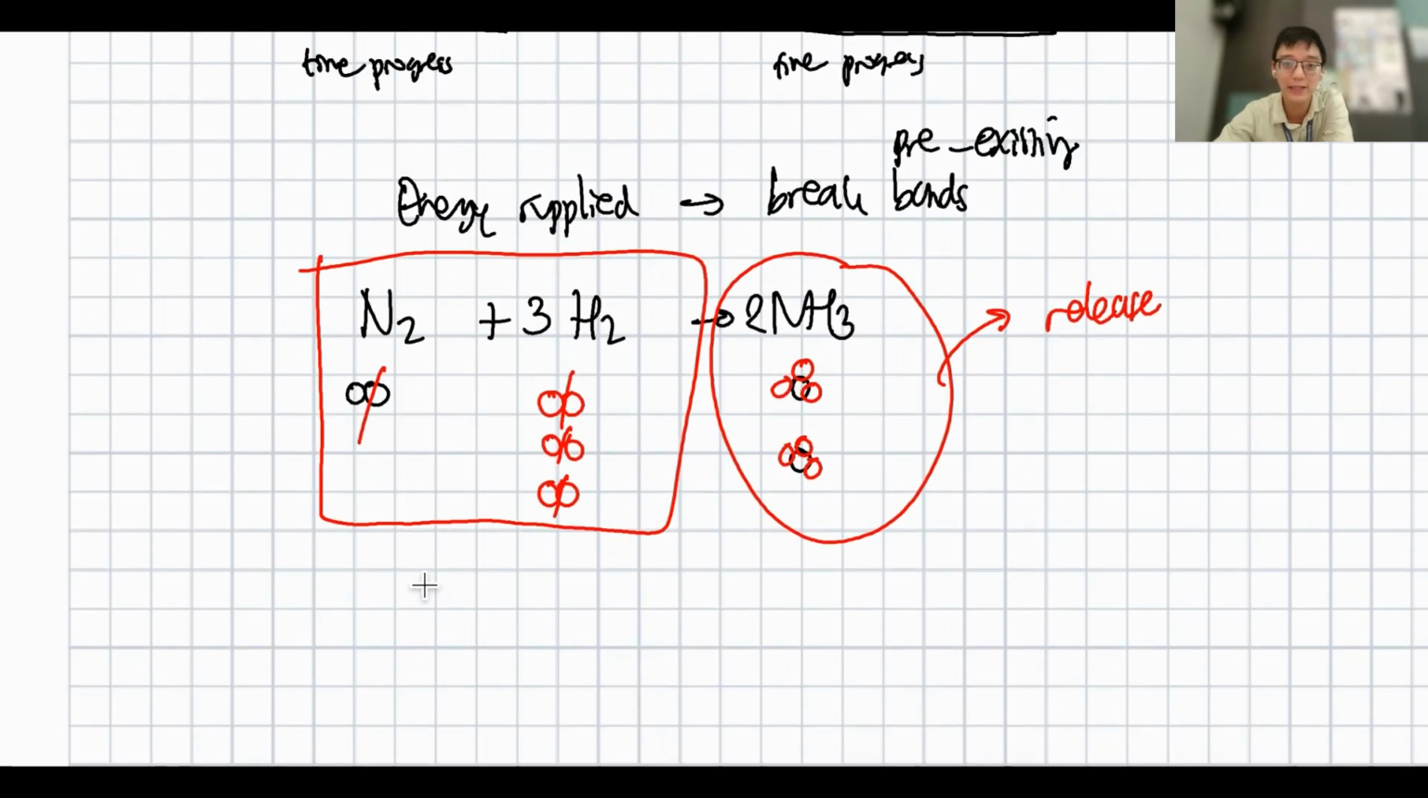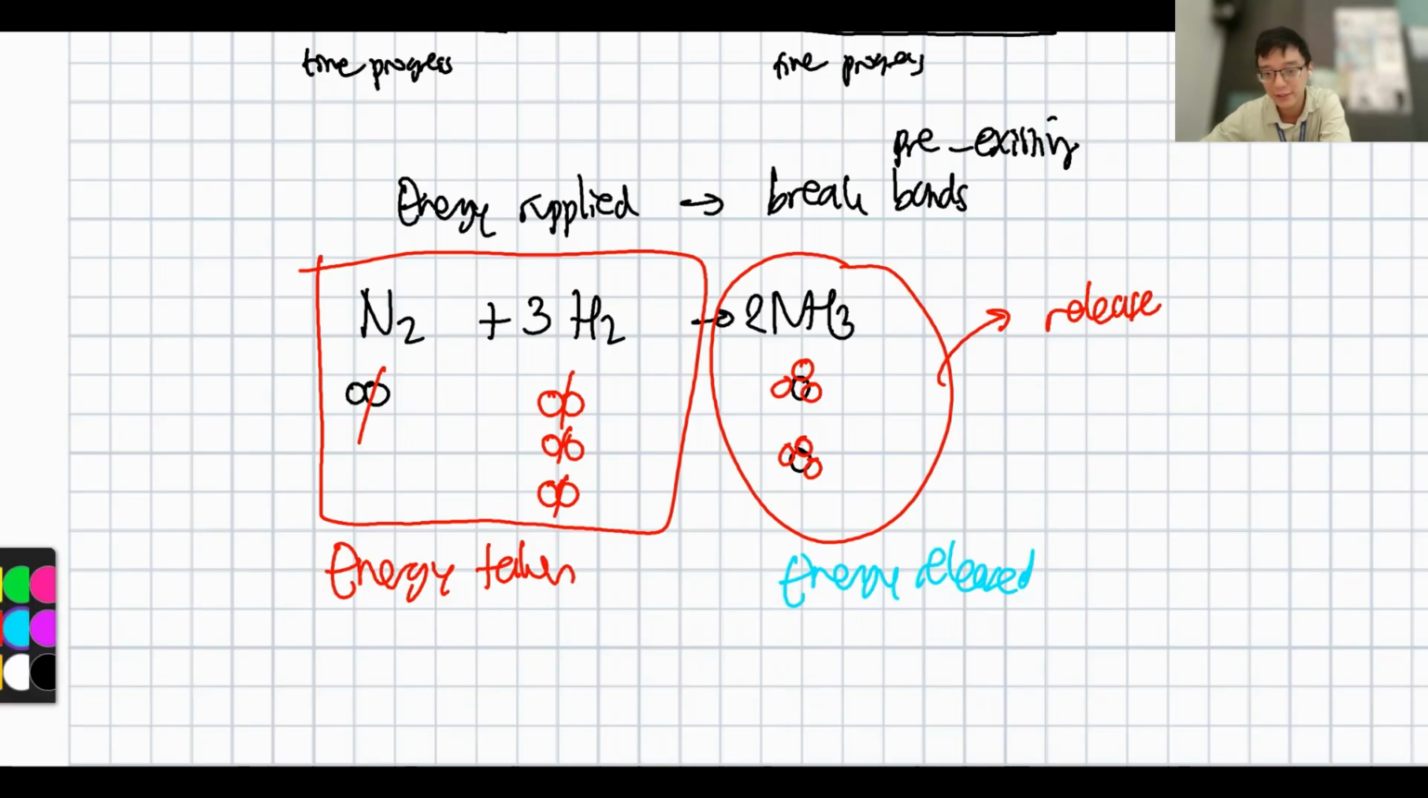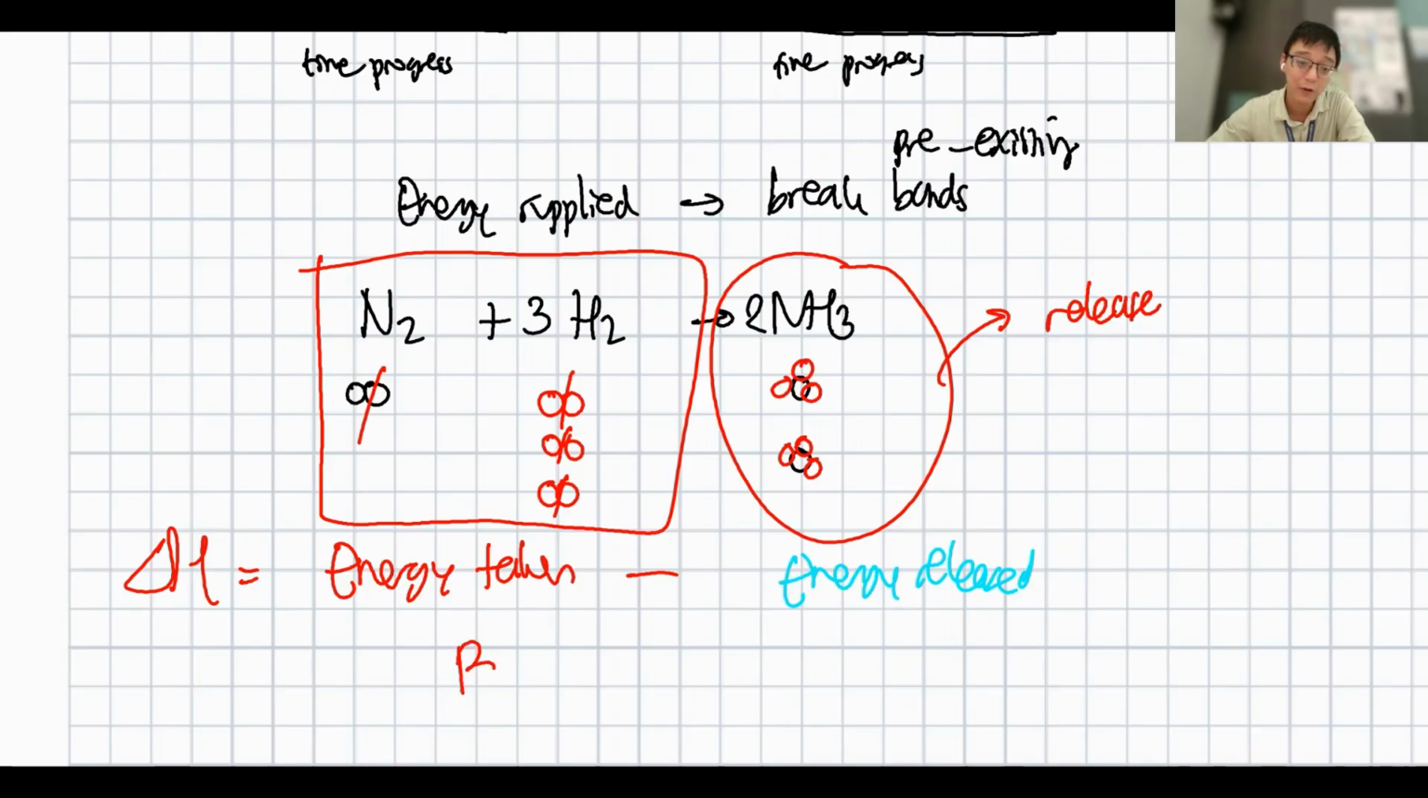We can also predict whether a reaction is endothermic or exothermic by calculating the energy taken versus the energy released. If you take more than what you release, it means that you're in a surplus, right? But if you take less than what you release, then you're in a negative. So in this way, we can estimate whether a reaction is endothermic or exothermic. We can count what is called the bond energy.